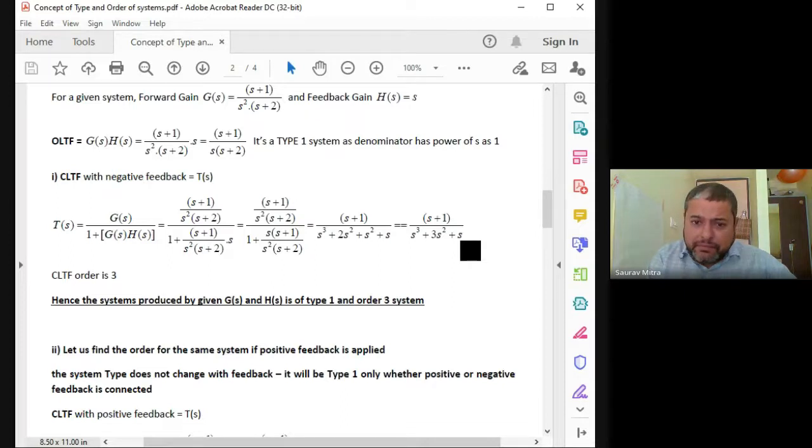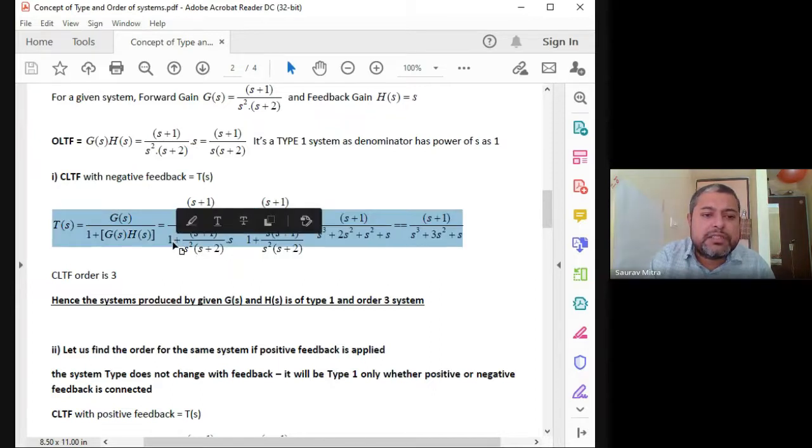So there will be three denominator poles for the closed loop transfer function with negative feedback. That's why it has become 1. Okay, so this negative feedback is very important, otherwise the pole will become unstable. So unstable pole or stable pole has nothing to do with order and type. Order and type is just a number, and stable and unstable depends on whether this sign is going to be plus or this sign is going to be minus.